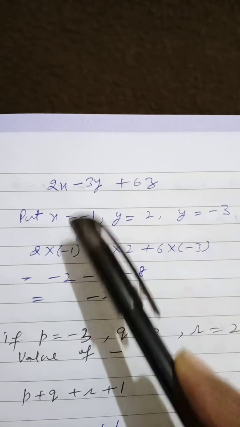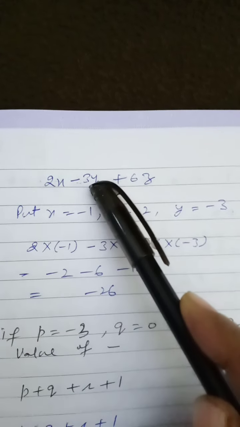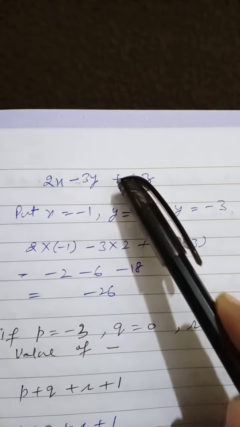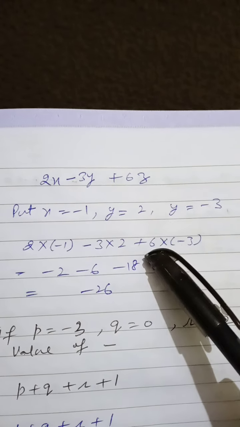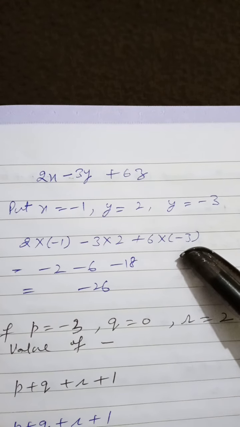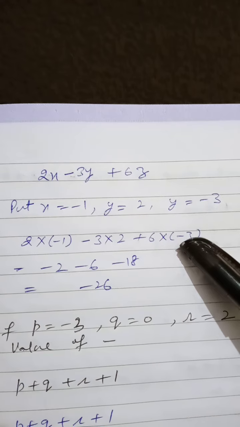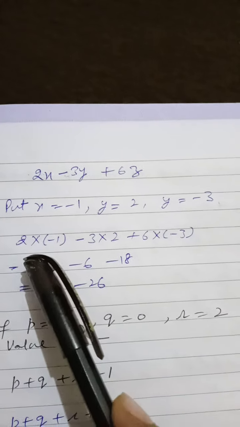Then minus as it is, 3 as it is. Then multiply. y is replaced by 2. Plus as it is, 6 as it is. Then put multiply, and z will be replaced by minus 3. I have written the negative number in brackets. Again, there are 3 terms. We will use the BODMAS.